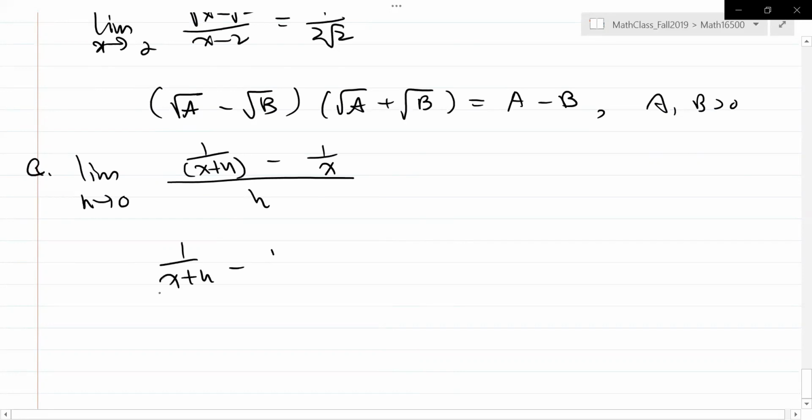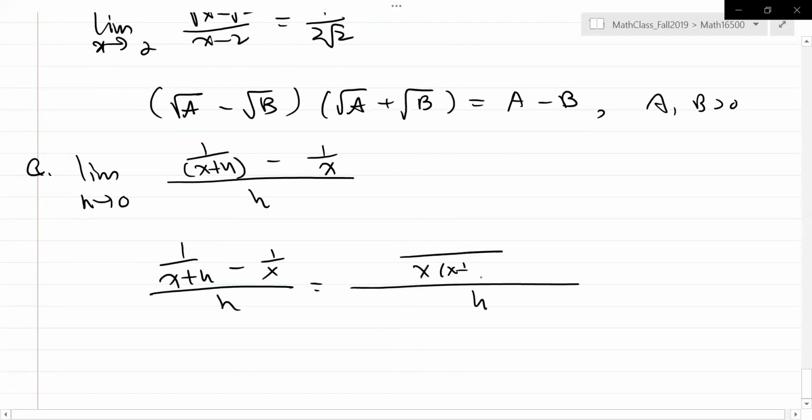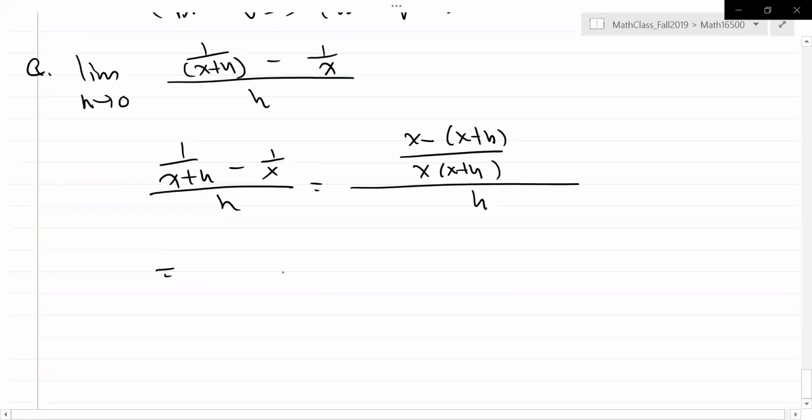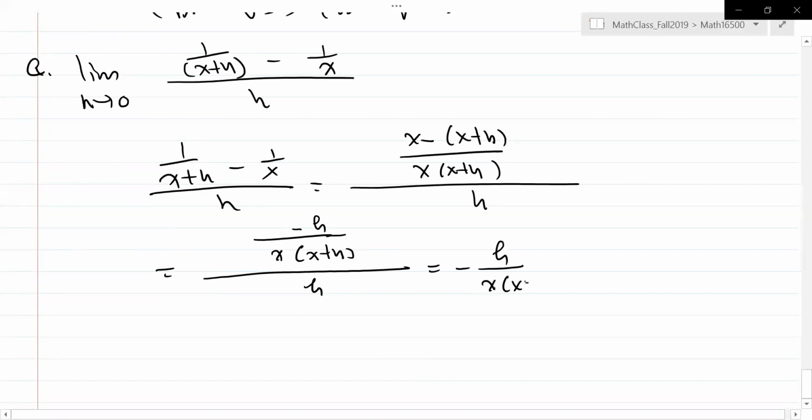Okay, so let's look at the numerator: 1 over x plus h minus 1 over x, divided by h. If we combine the two terms in the numerator, you get negative h divided by x times (x plus h). Did you see that? So the fraction in the numerator will be negative h divided by x times (x plus h). So you simplify this, it's going to be negative h over x times (x plus h), divided by h. So h cancels out, you get negative 1 over x times (x plus h).